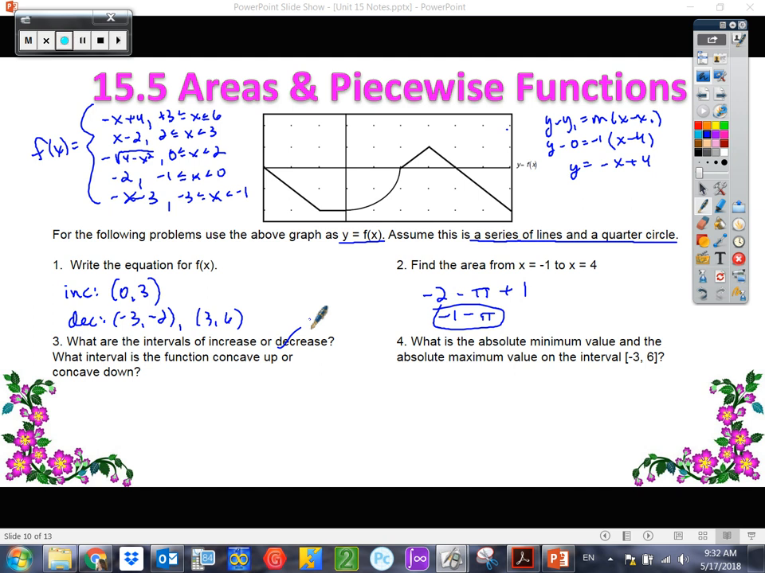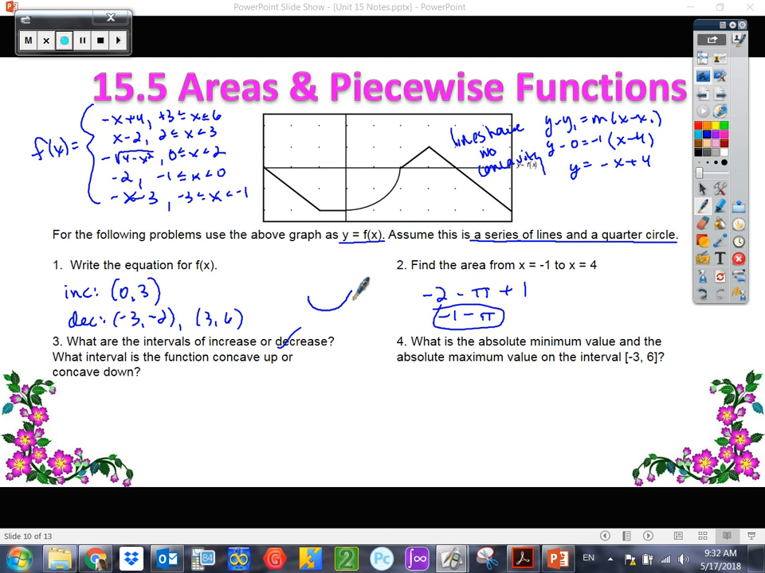Now let's talk about concavity. I think we have talked about concavity before. I don't remember. Do we remember talking about concavity? So concavity, this is a concept that we're working on. The first thing that I want to say, so we're clear, is lines have no concavity. None. And I'm going to write that down. Lines have no concavity. Concavity is curvature. Lines don't have any curves.